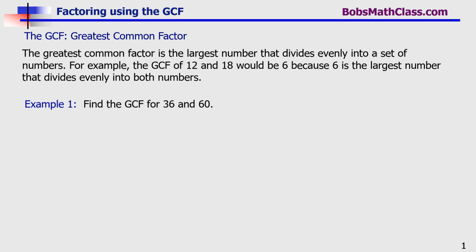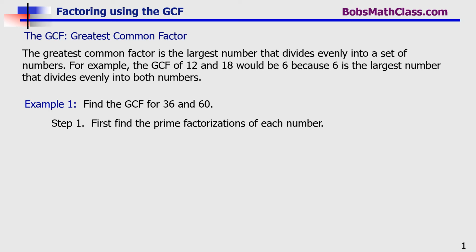What I'm going to do here is give you kind of a procedure for finding that. If you can just see it in your head what the GCF is, that's fine. But this is a procedure just to get the process down to find the GCF. Okay, so 36 and 60. What we're going to do first is find the prime factorizations of each number.